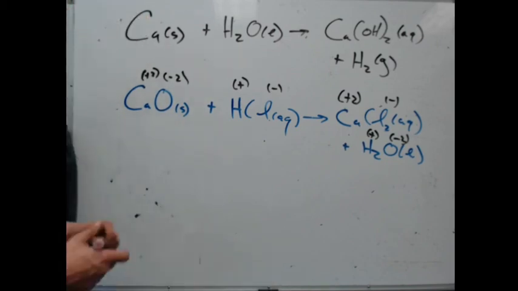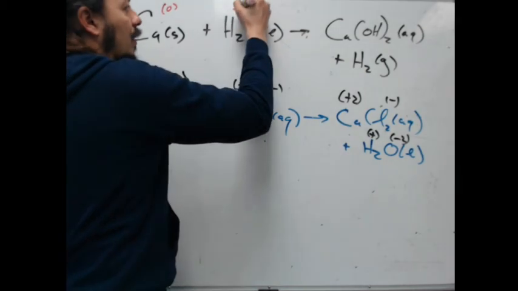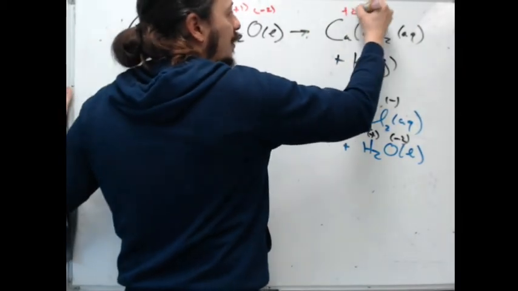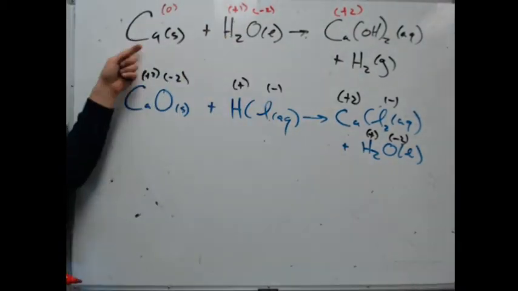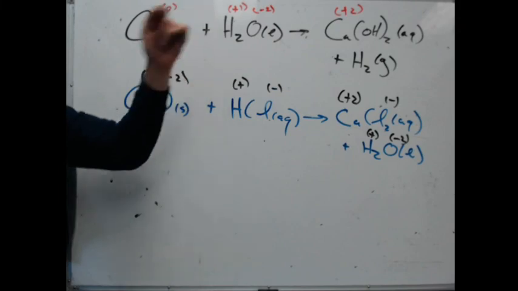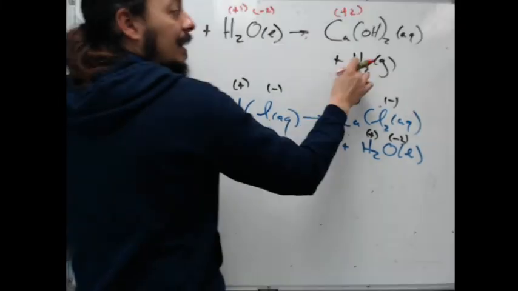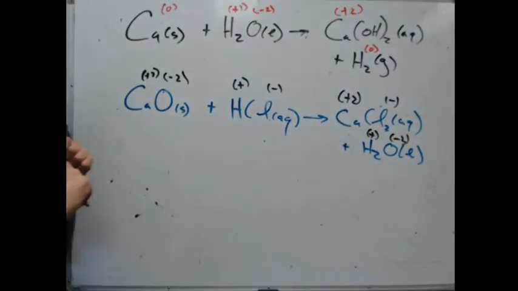In this other case, I've got calcium solid, which is a charge of 0, hydrogen +1, oxygen -2. Calcium here is a +2 charge. Right away I can already tell. I'm going from a 0 to a +2. Change in oxidation state. That's going to be a redox reaction. Also, H2 gas is produced. That's a 0. Change in oxidation state. Must be a redox reaction.